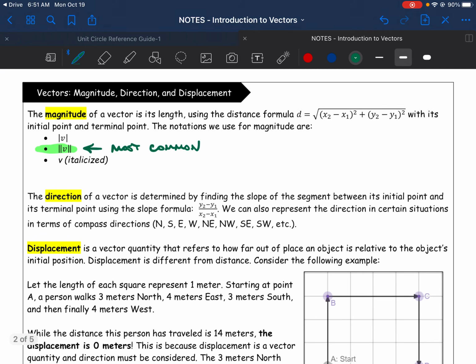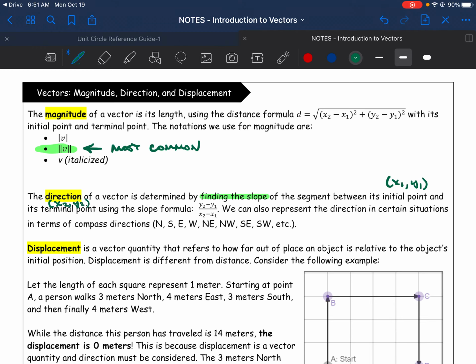So the direction of a vector, the other component to a vector, is determined by finding the slope. I'm going to go ahead and highlight that. Finding the slope of the segment between its initial point and its terminal point using the slope formula, y2 minus y1 divided by x2 minus x1. Remember, we're talking about initial and terminal points. So the initial point would be x1, y1. The terminal point would be x2, y2.